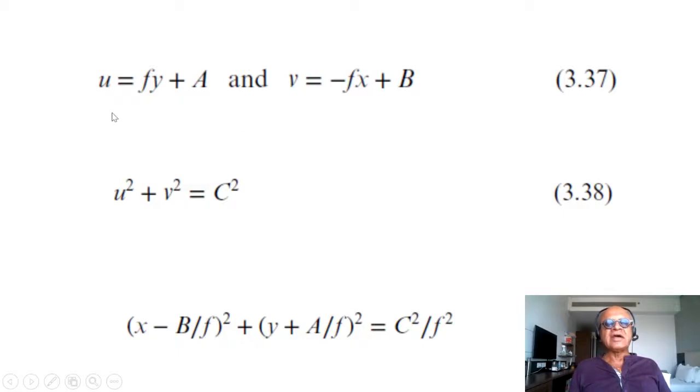You can easily write u squared plus v squared as a constant because a and b are also constants. Right there, you can take these and do x squared plus y squared and all those good terms, where u and v are (x minus b over f) squared plus (y plus a over f) squared equals c squared over f squared. It's a fancy way of producing a circle.